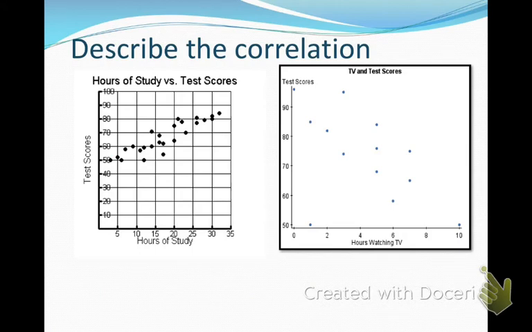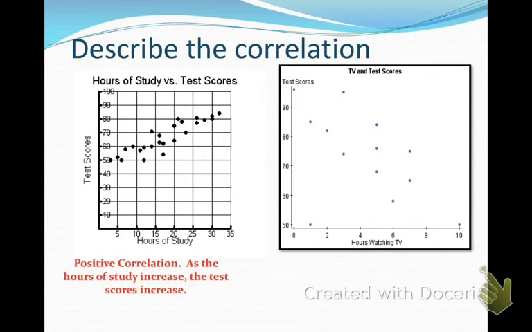Now, let's see what type of correlation we think exists between the given data here. In the first one, we're looking at hours of study and test scores. I would say that there's a positive correlation because as the hours of study increase, the test scores seem to be increasing as well. If I were to sketch a line of best fit, it would look something like this.